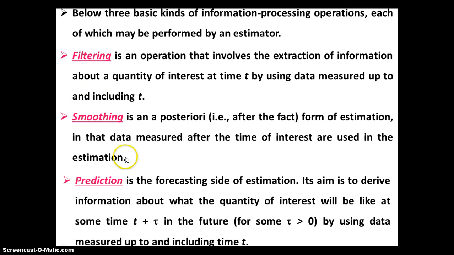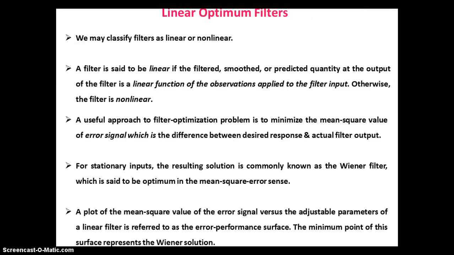Then the prediction. Here it's simply the forecasting side of estimation. It's aimed to derive information about what the quantity of interest will be like at some time t plus tau in the future by using data measured up to and including time t. This is prediction. We have to forecast the values which we are going to estimate. These are the three basic kinds of estimation.